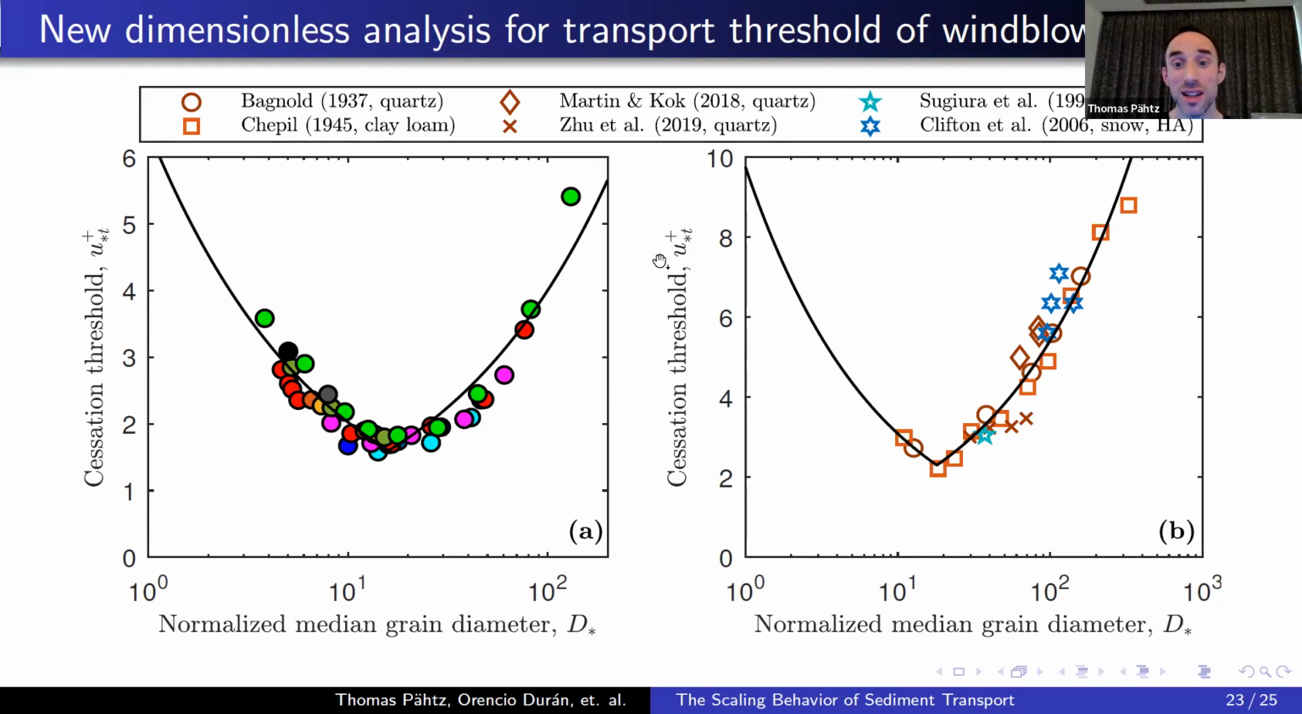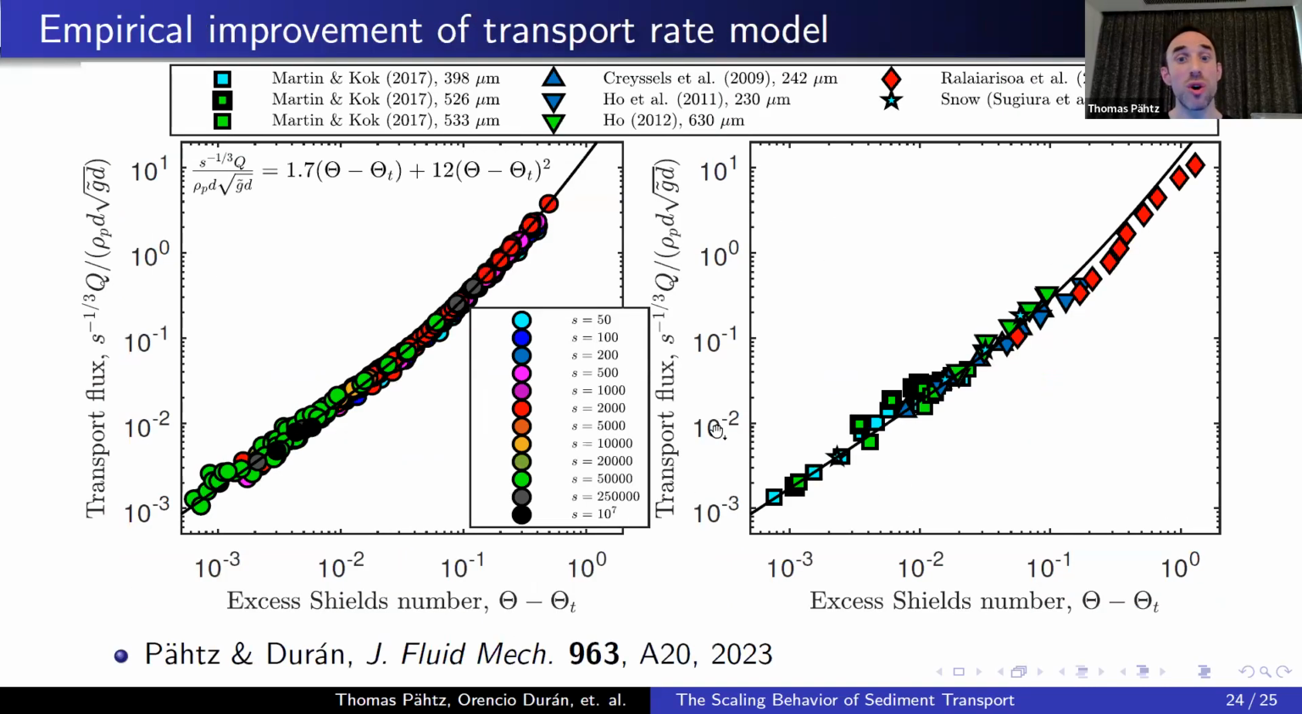And then we check it, of course, also with experiments, and it also kind of works. Okay? So for wind-blown sand, the flux model we had before works okay, but not that good. And we empirically found a better flux model that describes the data significantly better than the model which we derived from physics.